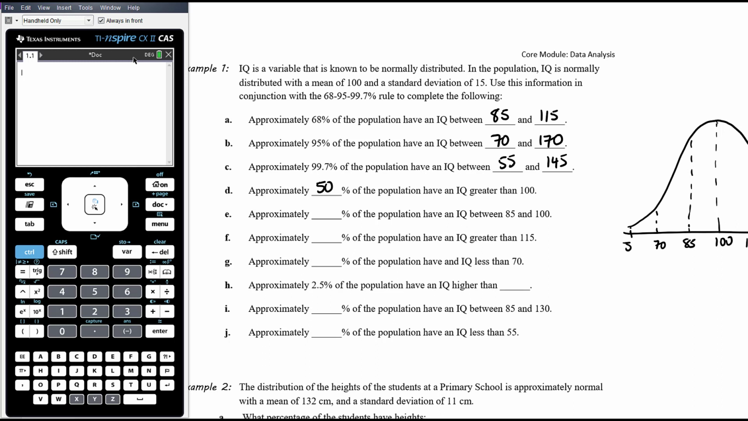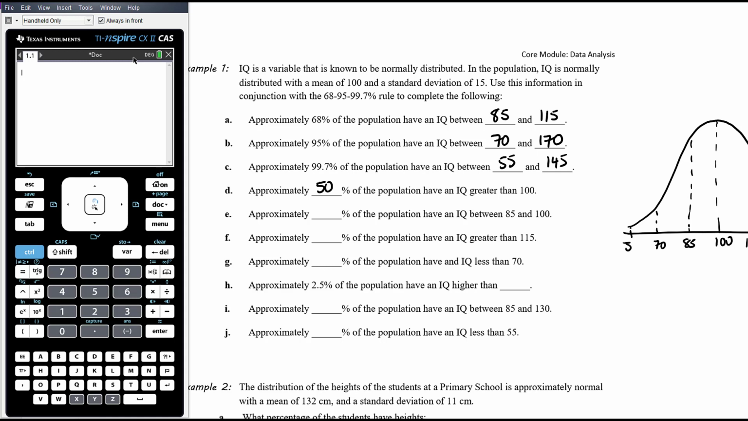And that's because we know exactly 50% of the distribution has an IQ greater than the median IQ, but because we know we have a normally distributed variable, that means a symmetric bell-shaped distribution, mean and median are the same thing in a normal distribution.